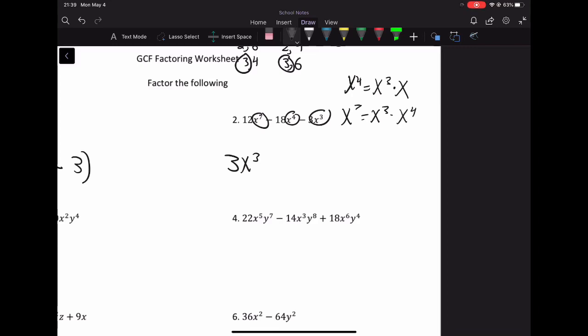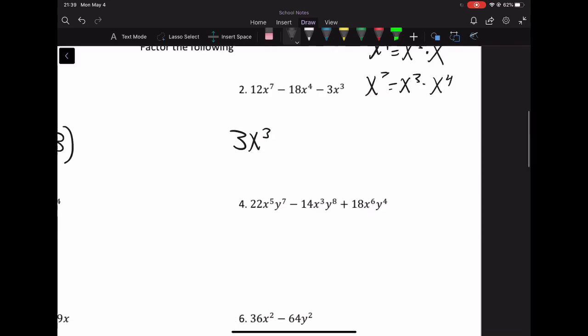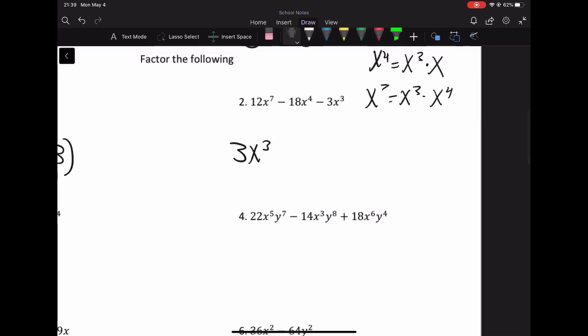So basically, if you're not sure, take a look at the lowest numbered exponent for the variable that you're looking at. So in this case, it was x, and the lowest exponent number was 3. So we pulled out x cubed. So let's divide these terms by 3x cubed. We're going to get 4x to the 4th minus 6x minus 1.